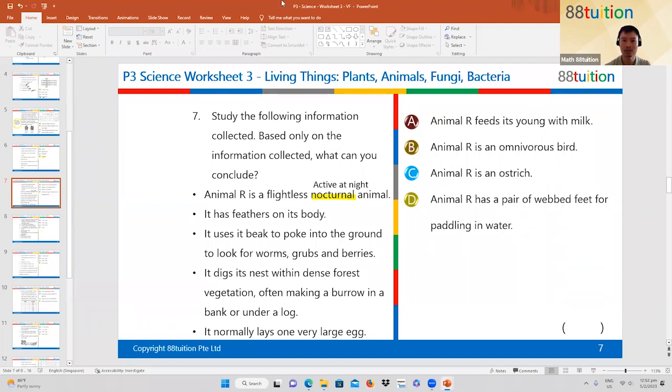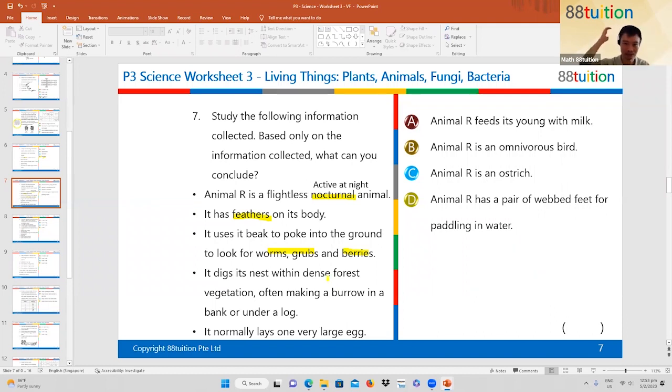Okay, so he has feathers on his body. Feathers on his body, yeah? So it's definitely a bird, yeah? So bird is definitely true, but do you know it's an ostrich? No clues, yeah? It feeds on animals and plants. So definitely omnivorous, yeah? Okay, digs its nest. Digs a nest within dense forest vegetation, yeah?